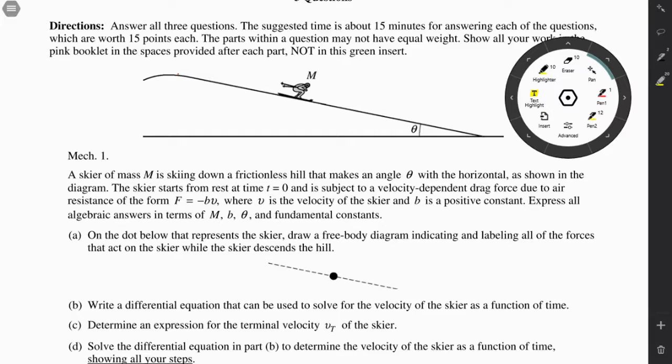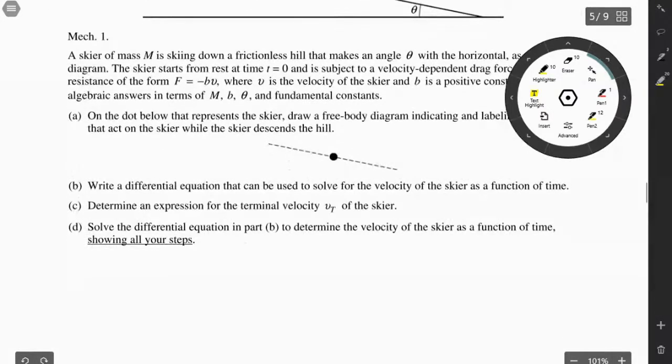Part B is to write a differential equation that we can use to solve for the velocity as a function of time. C is an expression for the terminal velocity. And D is now to solve the differential equation from part B. That's kind of where we messed up a little bit in class.